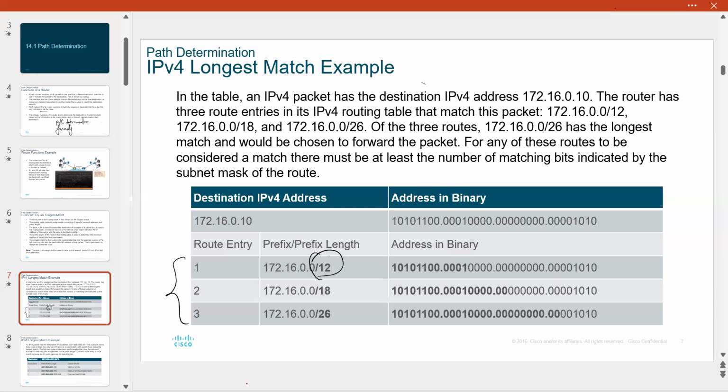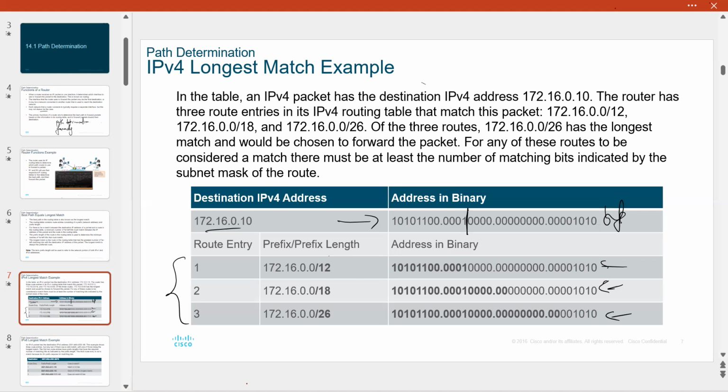So if you take a look at the address in binary, in bits, this is the address we have, 172.16.0.10, and in bits it looks like this. And if we take 172.16.0.0 in bits, it looks like this, respectively /12, /18, and /26. And if we try to match, you see this one matches after only 12 bits, because that is the network ID. After that, that is the host portion, which changes.